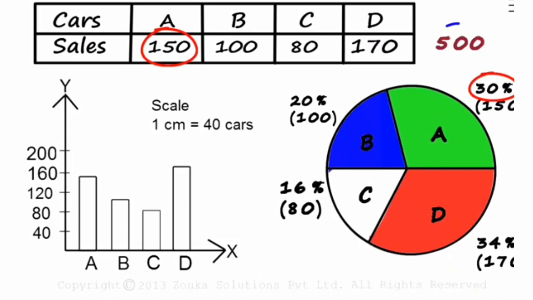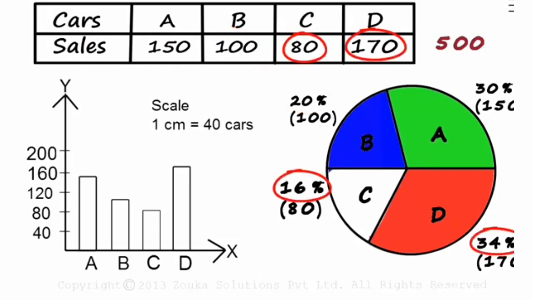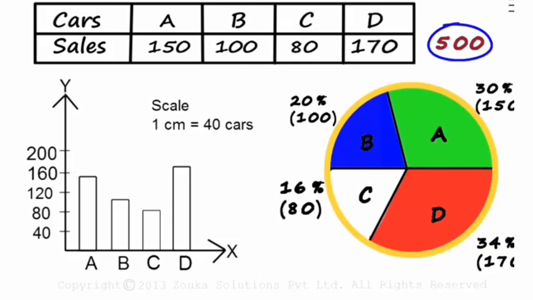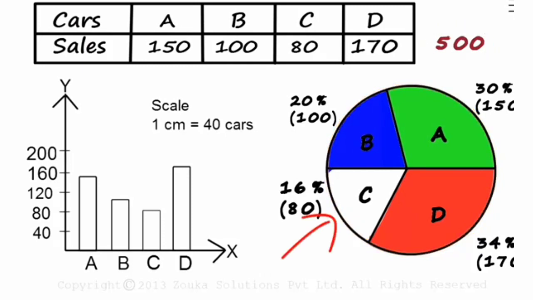150 is 30% of 500. 100 is 20% of 500. 80 and 170 are 16 and 34% respectively. The region A covers 30% of the entire circle. Region B covers 20% of the entire circle. And regions C and D represent 16 and 34% of the entire circle. We use a circle to represent the total and make parts of it to represent each category. This type of representation is called a pie chart.